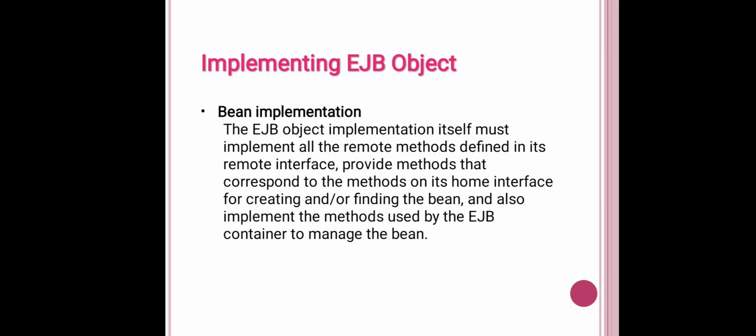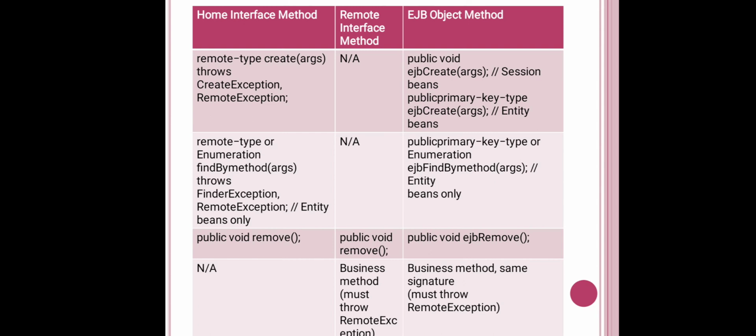Third one is bean implementation. The enterprise Java Bean object implementation itself must implement all the remote methods defined in its remote interface. Provide methods that correspond to the methods on its home interface for creating and/or finding the bean, and also implement the methods used by the enterprise Java Bean container to manage the bean. This table shows how the methods of the home interface, the remote interface and the bean implementation are related to each other.